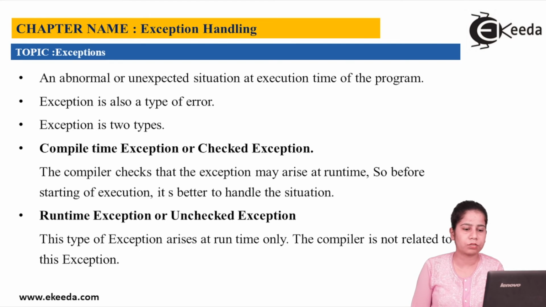So the compiler is not related to this exception. The compiler will never check it. It will let you run the program. Whenever such an exception occurs, the program will terminate, so you have to explicitly write the code to handle it. That is unchecked exceptions. Arithmetic exceptions, based on calculations, come in the category of unchecked exceptions.